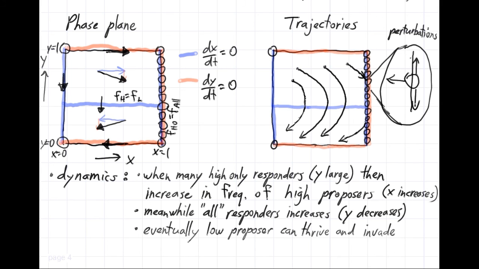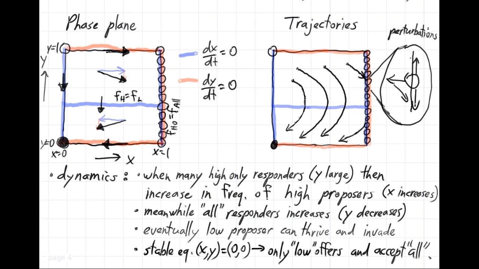And in the end, we really expect there to be just one stable equilibrium. That's at the origin, which means we have a population of only low offers and accept-all. And all of that we could see just from doing the phase plane analysis.